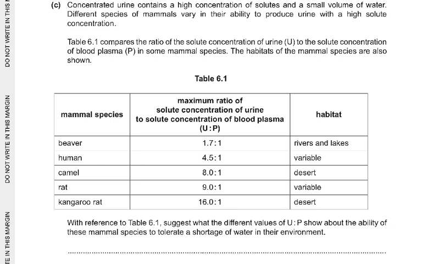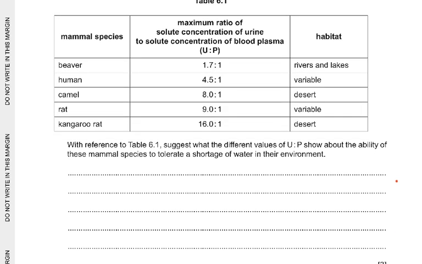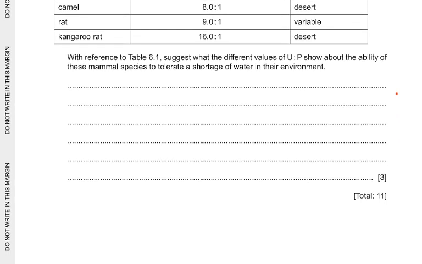So beaver has a maximum ratio of solute concentration to solute of blood plasma of 1.7:1. And the habitat is rivers and lakes. Then humans 4.5:1 variable, camel 8:1 desert, rat 9:1 variable, kangaroo rat 16:1 desert. With reference to table 6.1, suggest what the different values of U:P show about the ability of these mammal species to tolerate a shortage of water in their environment. And that's 3 marks. So basically very simple.